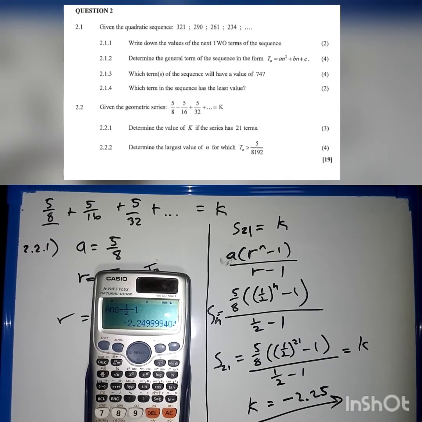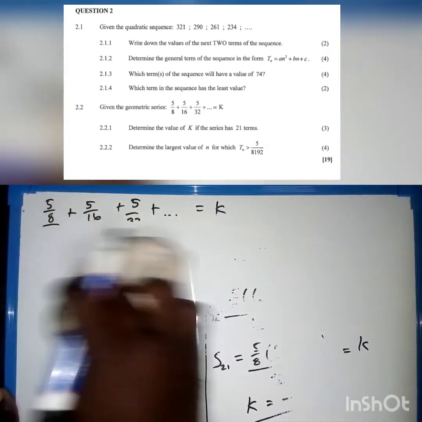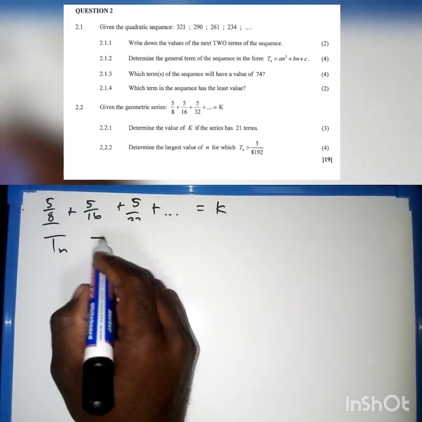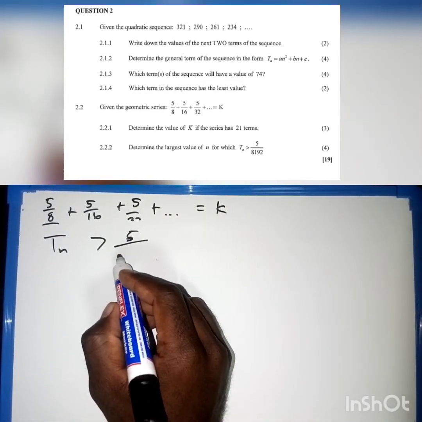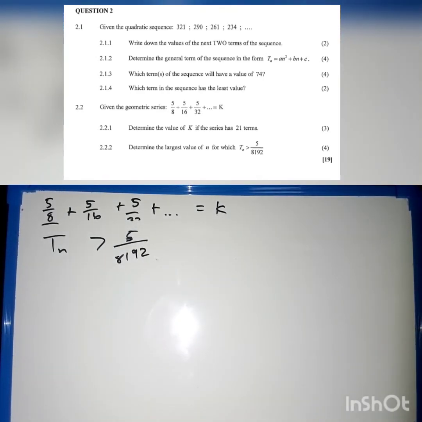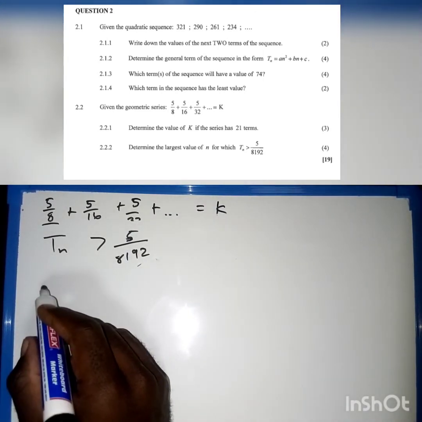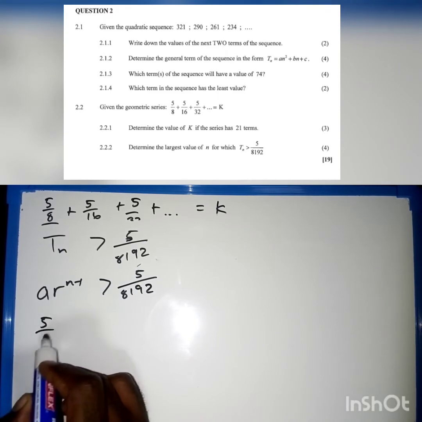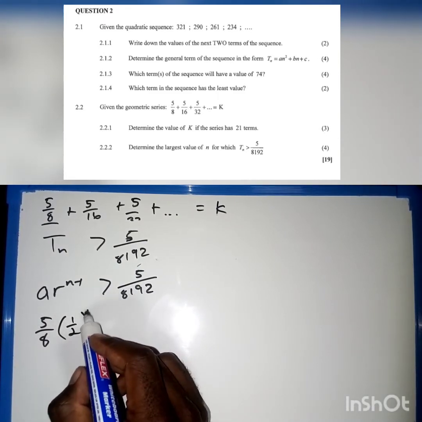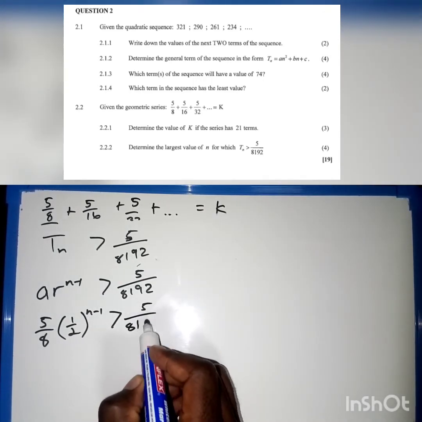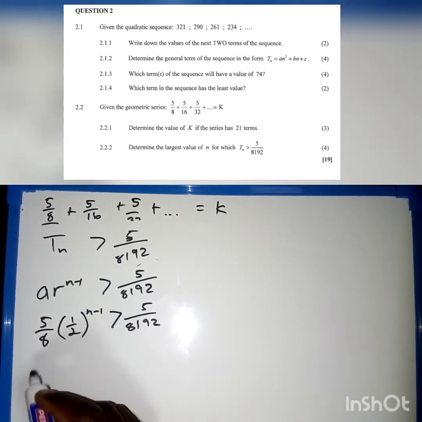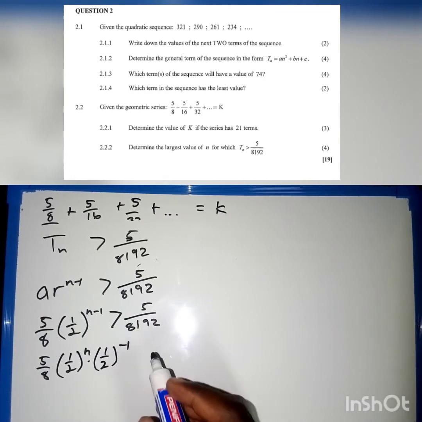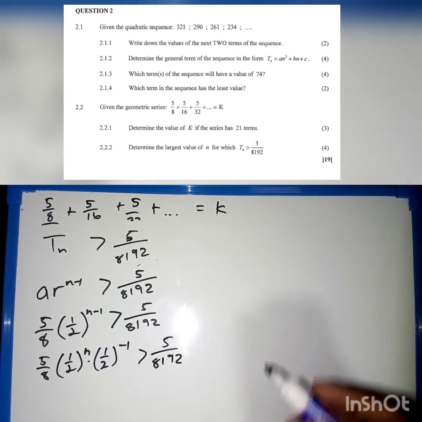Alright, now moving on to 2.2.2. We are given that Tn is greater than 5/8192. So we have to find the largest value of n for which this holds. So we know Tn is a·rⁿ⁻¹ for a geometric series. Our a is 5/8, our r is half, and then we've got n - 1, greater than 5/8192. So I'm going to apply exponential law to this: 5/8 times (1/2)ⁿ times (1/2)⁻¹ is greater than 5/8192. Okay, I'm going to continue on this side.